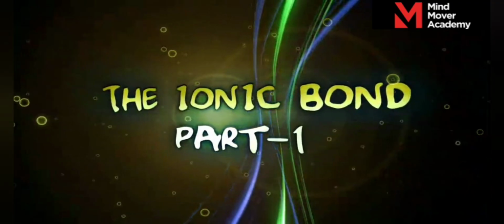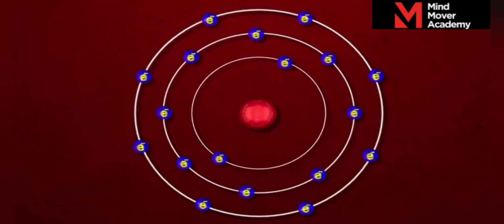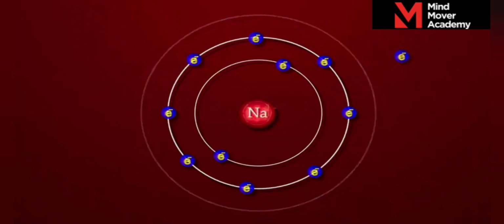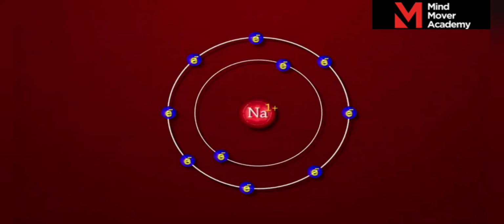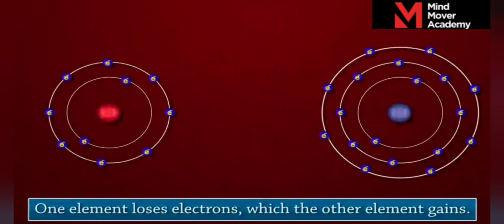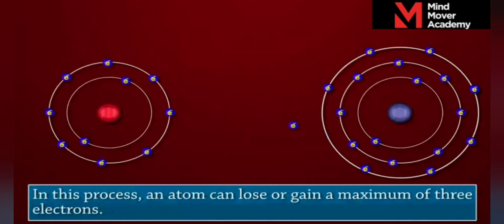Ionic Bond, Part 1. In this module, let us learn about the ionic bond. One way in which atoms combining to form a compound can attain a noble gas configuration is by the transfer of electrons from one to the other. One element loses electrons, which the other element gains. In this process, an atom can lose or gain a maximum of 3 electrons.